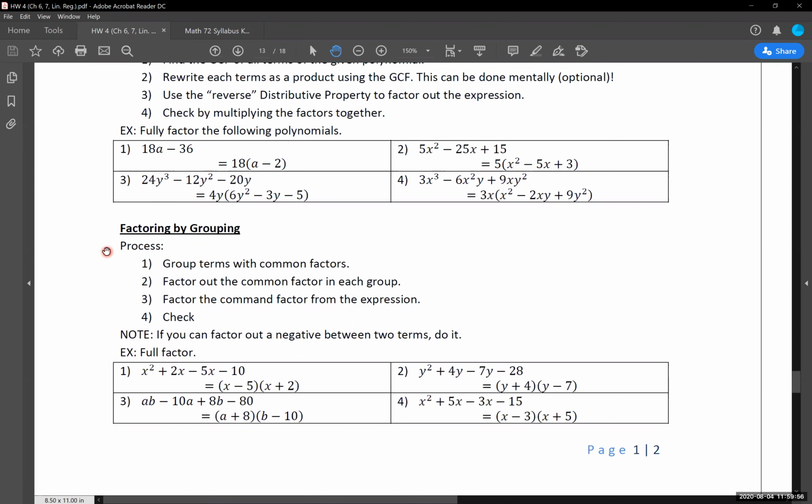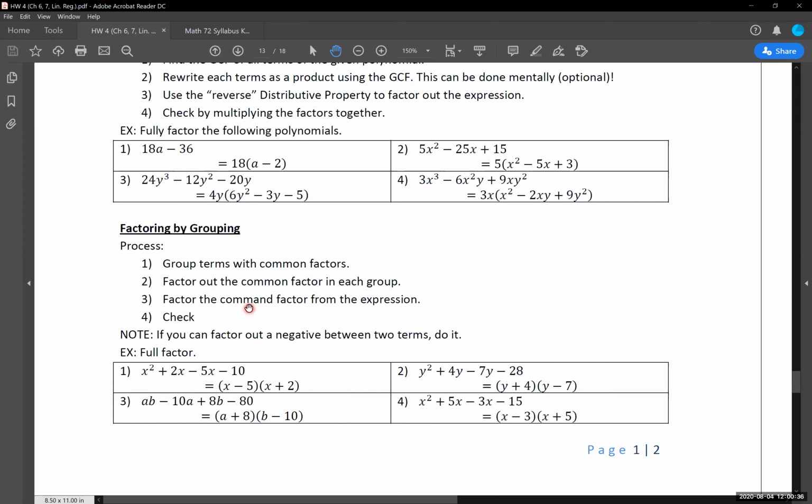But our process with this: group terms with common factors. So essentially we're going to look at a string of stuff and we're only going to look at specific terms within that. We're going to think of it as grouping them together. We're going to factor out the common factor in each group. Again, some of this might sound like, well, what do you mean by group? We'll go through some examples of this to make this make a bit more sense. The idea behind it is factor out the common factor in each group. So I'm looking at parts of this thing.